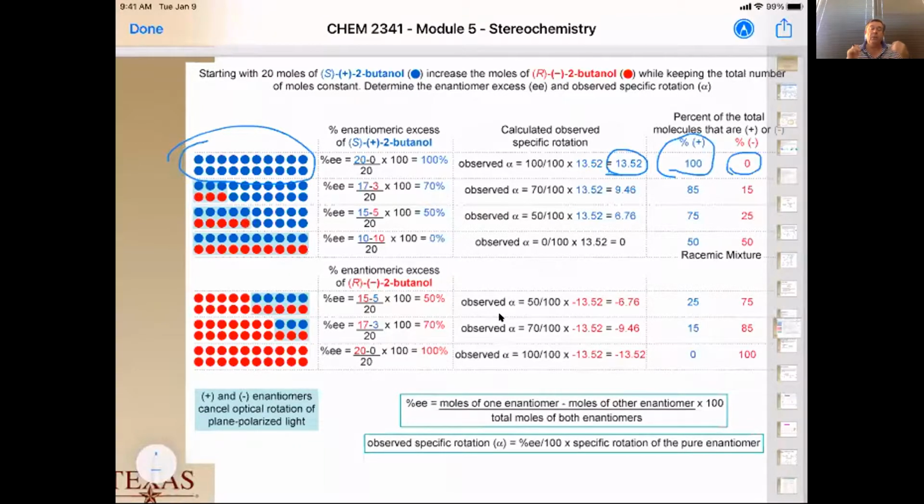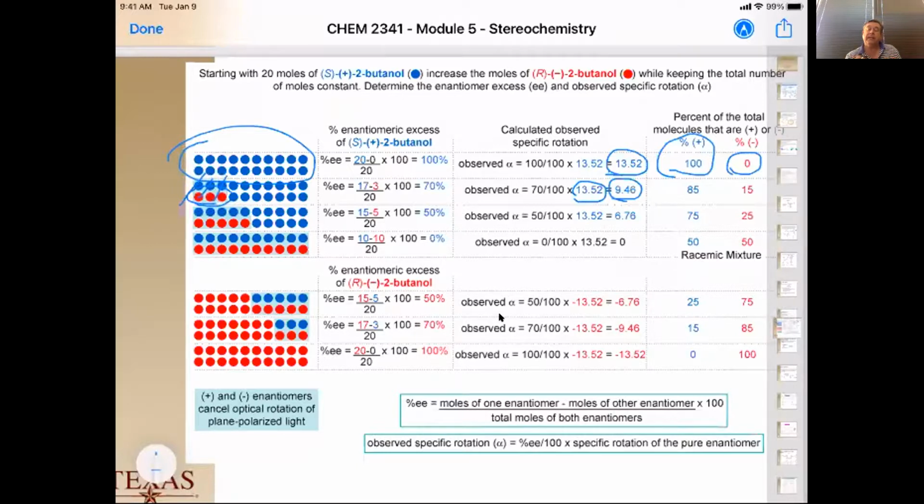Now, what if we add 3 equivalents of our other isomer, our R isomer? Those 3 equivalents are going to cancel out 3 equivalents of that, leaving only 14 of the 20 available to us, and therefore it's going to give us a lower number. Our measured rotation is only 9.4. So that's about 70% of the rotation we would normally see.